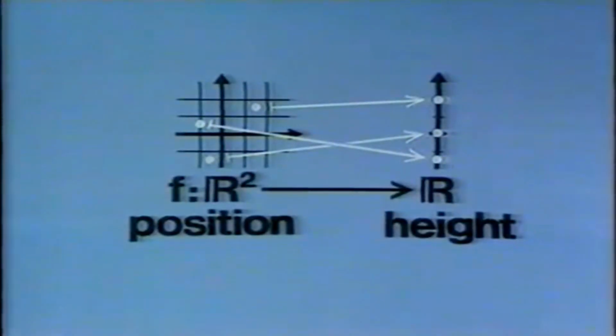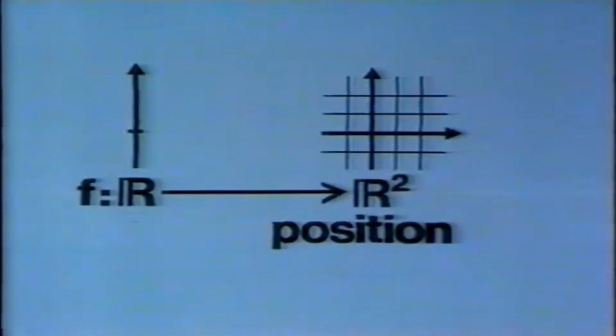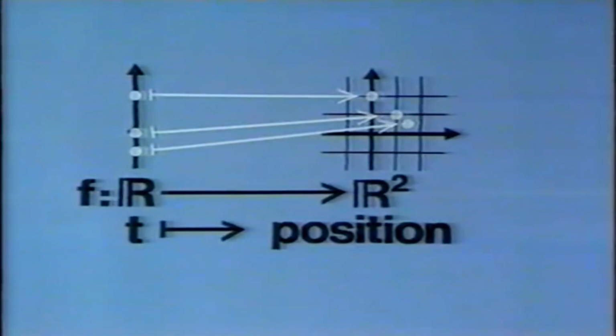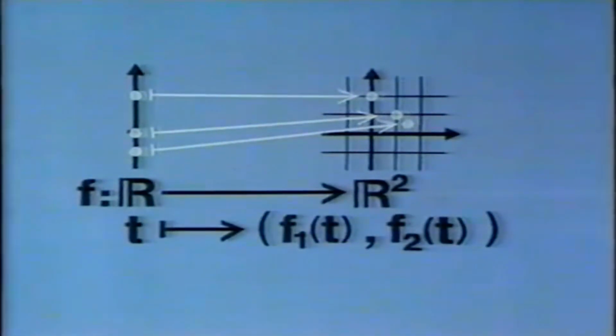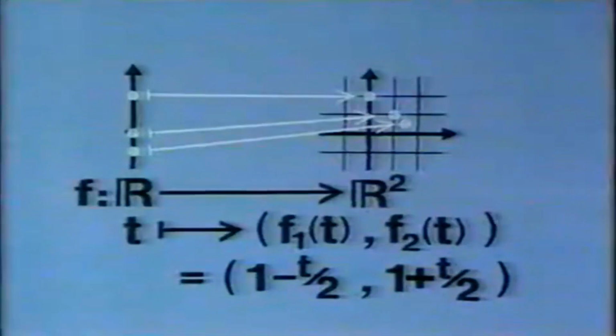What about the other way round? A function from R to R2. A function mapping each point t of R to a position on the plane. Well, a position, that is a point of R2, has two coordinates, say f1 of t and f2 of t. For example, f1 of t could be 1 minus a half t, and f2 of t could be 1 plus a half t.